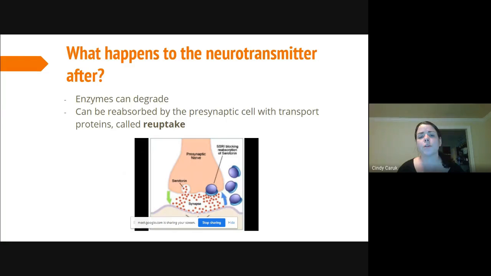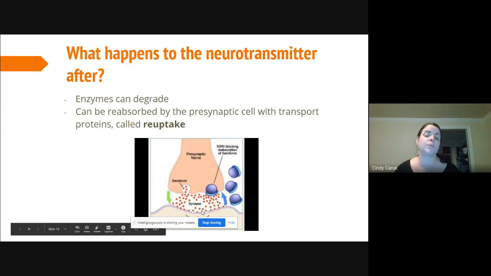Okay. Afterwards, a couple of things can happen to the neurotransmitters. They can be degraded, or they can be reabsorbed. So that's called reuptake. This is how some SSRIs will work. I think Zoloft is an SSRI that's used to treat things like depression. So it keeps something like serotonin in the synapse a little bit longer so that it can hit these receptors and send the signal.